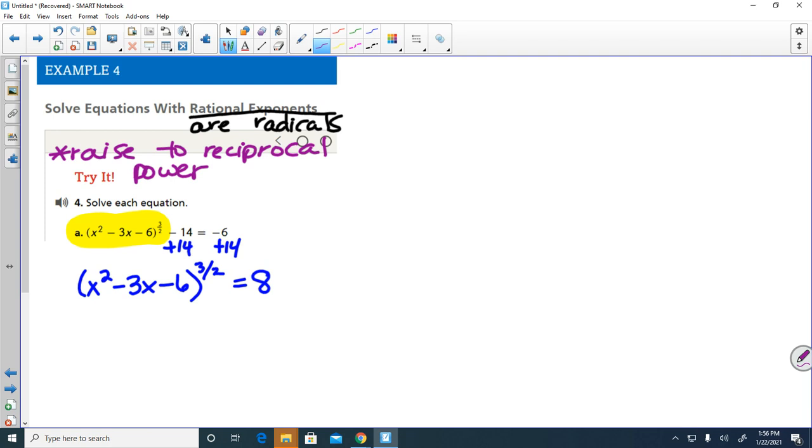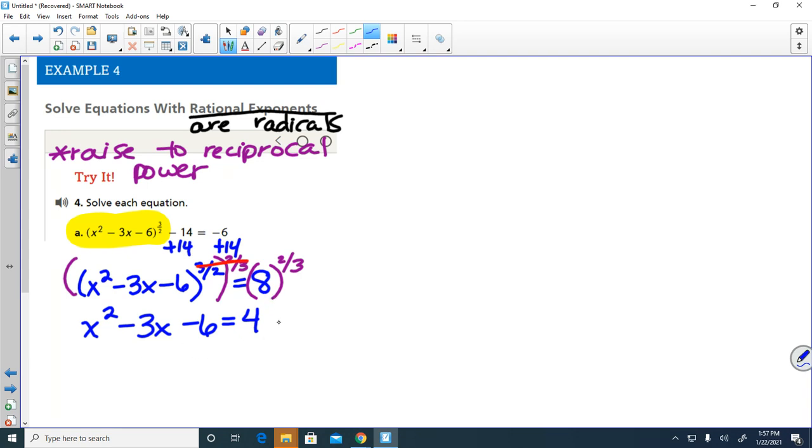Raise it to the reciprocal power. Because the reciprocal means you take the fraction and you flip it. So the reciprocal of 3/2 would be 2/3. So we're going to raise both sides to the 2/3 power. What that does is you have a power to a power, and you multiply. 3/2 times 2/3 is 1. So that cancels out the exponents. So then I have x squared minus 3x minus 6 equals, now 8 to the 2/3 power would be the cubed root of 8, which is 2, and 2 squared is 4.